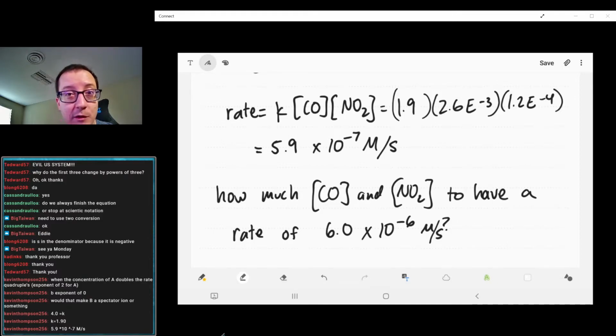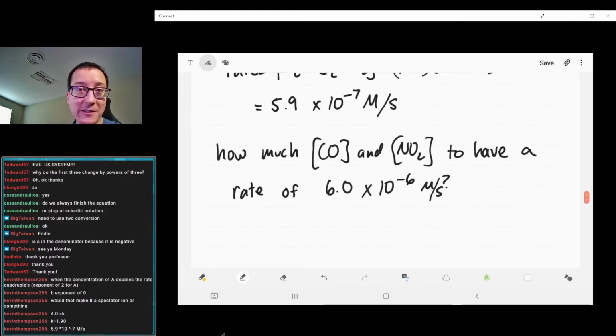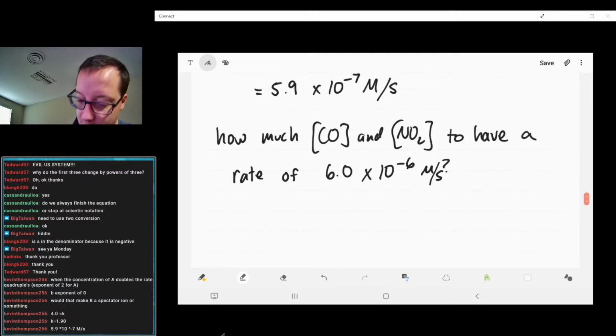Since this is multivariable, we're going to end up having a lot of freedom. We can just arbitrarily choose one carbon monoxide or NO2 concentration, or we could just make them the same. Doesn't really matter, because we're given that leeway here. Or I could tell you that you have to have this carbon monoxide concentration.